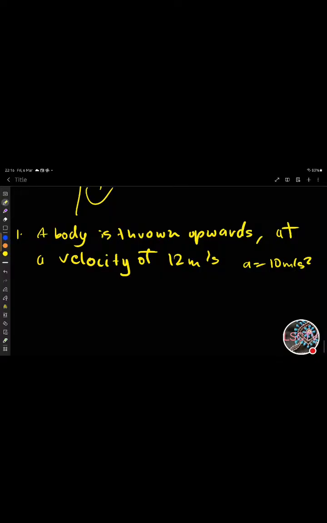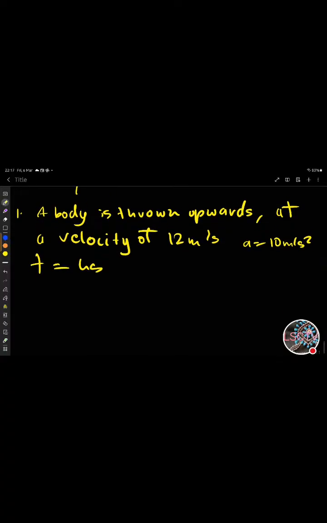Time equals 4 seconds. Find the height, or what height it reaches. Another hint, you use the equation v square minus u square. You have the initial velocity as 12. You can first use v equals u plus at, because you have the time, the initial velocity and the acceleration as well.